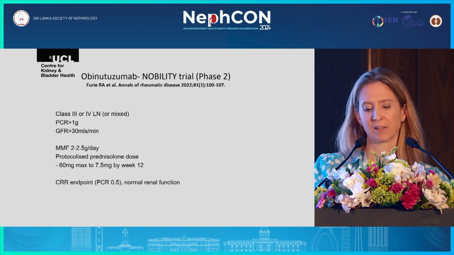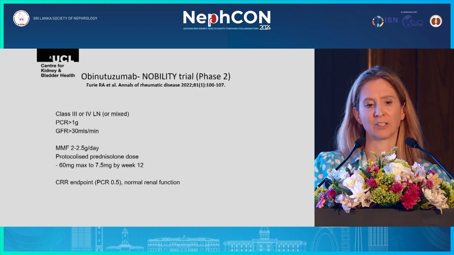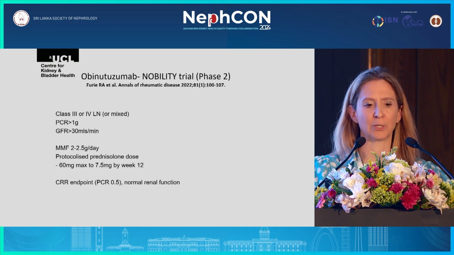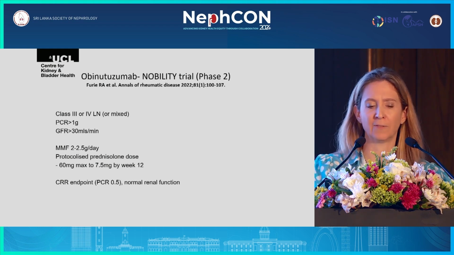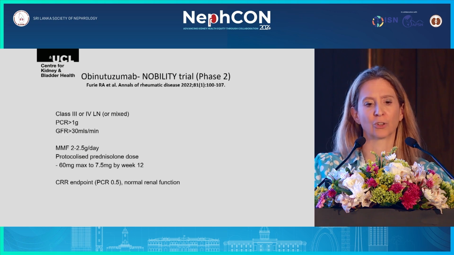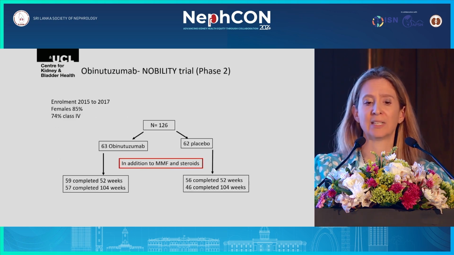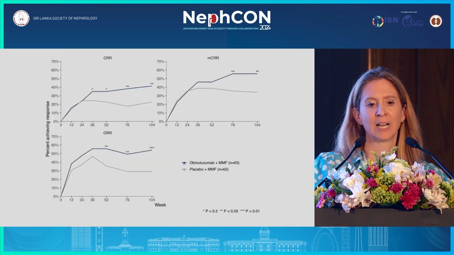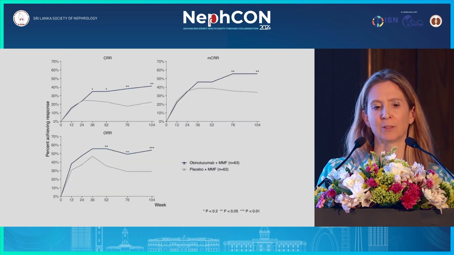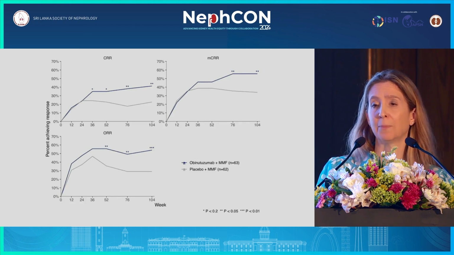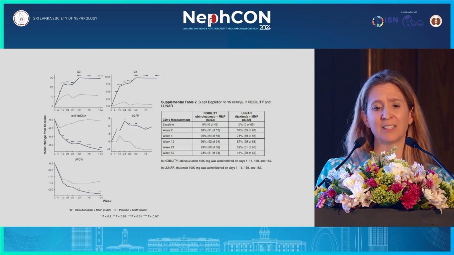So we've already seen some of the slides from the NOBILITY trial earlier on in the lupus session, but essentially obinutuzumab was investigated in the NOBILITY trial, so all patients had biopsy-proven lupus nephritis. All were given mycophenolate and a protocolized prednisolone wean. And the endpoint was minimal proteinuria and normal kidney function. So 126 patients were enrolled, half had placebo, half had obinutuzumab in addition to steroids and mycophenolate. What this trial essentially showed is that those patients treated with obinutuzumab had significantly greater overall renal response compared to those patients given placebo. And I think the data is really convincing.